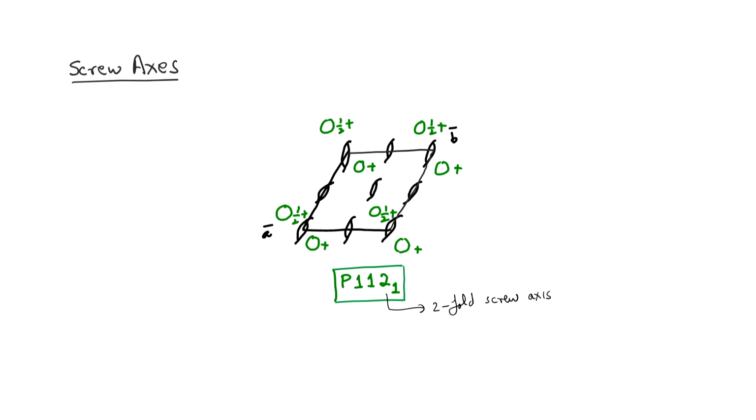So, in this lecture, we are going to discuss in detail the screw axis. In the last lecture, I had just briefly introduced the screw axis when we were developing some space groups. Towards the end of the lecture, I had added a two-fold screw axis to a primitive monoclinic lattice.